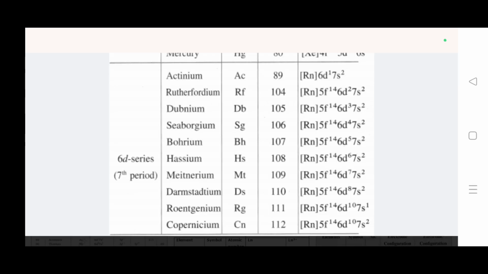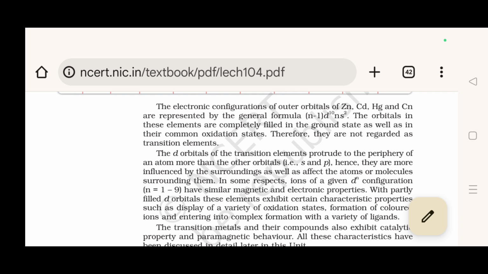And for the 6d series we have actinium 6d1 7s2, rutherfordium 5f14 6d2 7s2, dubnium 5f14 6d3 7s2, seaborgium 5f14 6d4 7s2, bohrium 5f14 6d5 7s2, hassium 5f14 6d6 7s2, meitnerium 5f14 6d7 7s2, darmstadtium 5f14 6d8 7s2, roentgenium 5f14 6d10 7s1, and copernicium 5f14 6d10 7s2. This was the electronic configuration of all the elements from the 3d series, 4d series, 5d series and 6d series respectively.